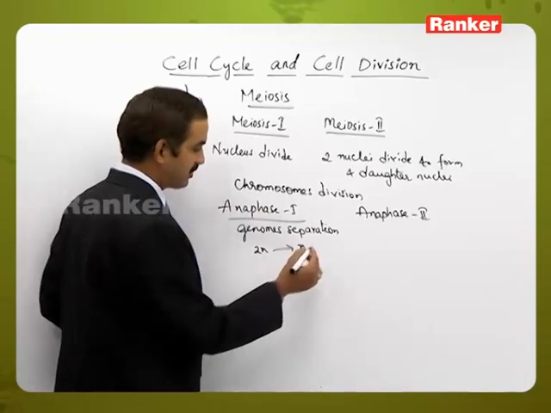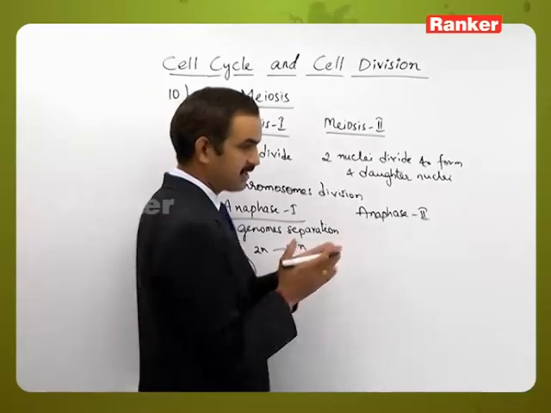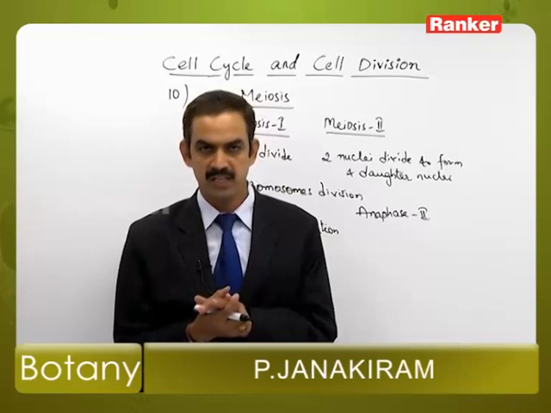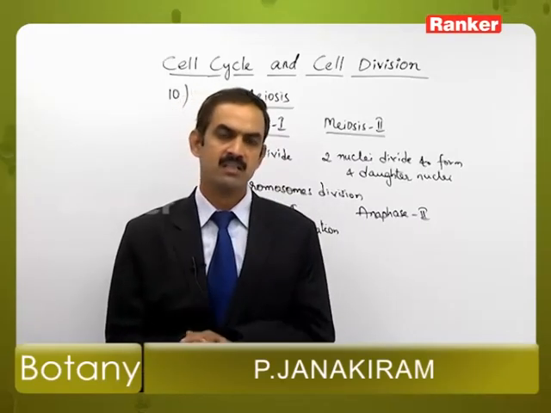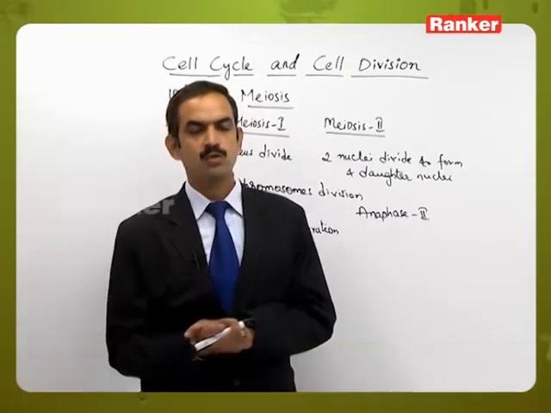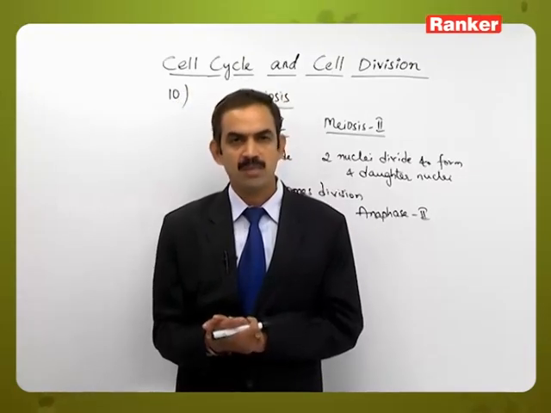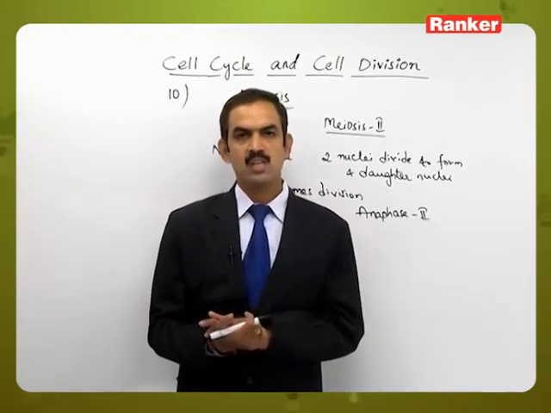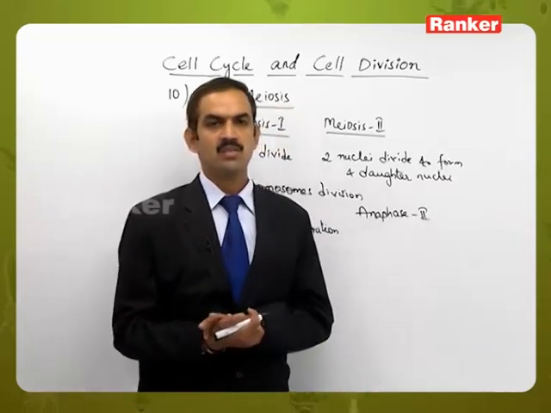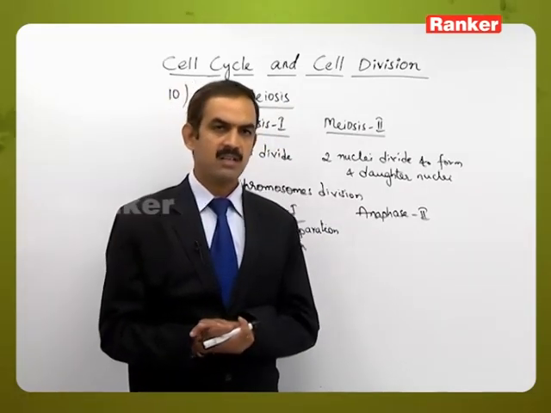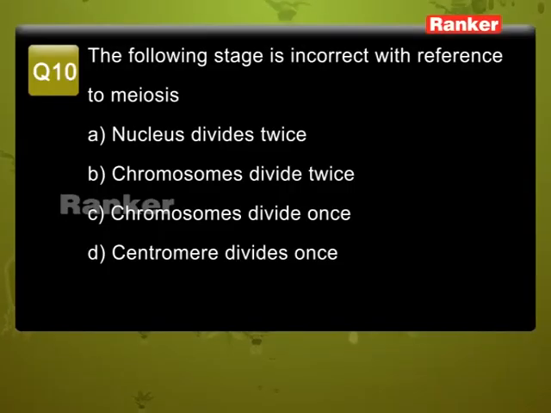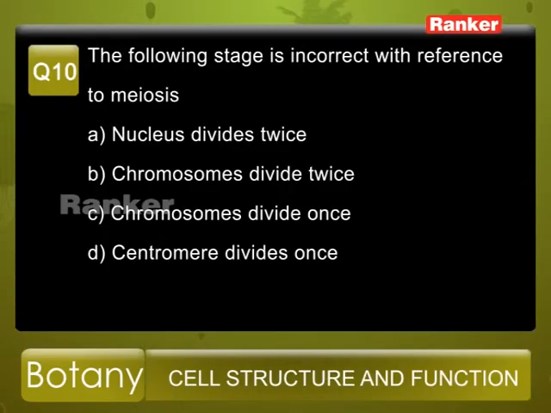And of course, when the chromosomes are dividing, as I said, the chromosomes will divide only because of the division of the centromere. Then only the chromatids will get separated from each other, and those chromatids, or daughter chromosomes, will move towards two opposite poles. So the centromere will divide only once. So from the given options, we can say that chromosomes divide twice is the wrong option, and the correct answer is option B.